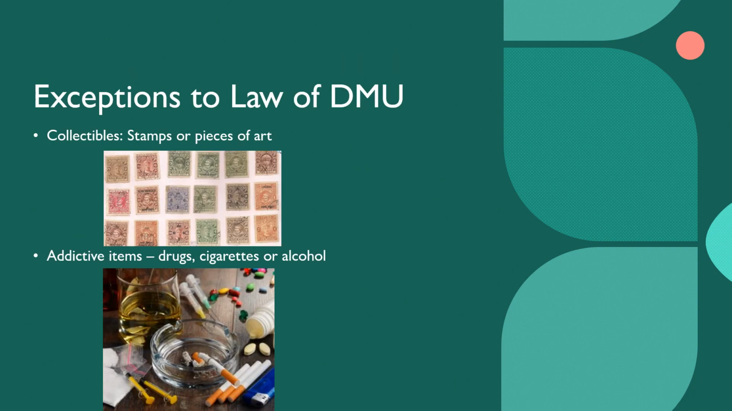However, there are certain exceptions to the law of diminishing marginal utility. For example, collectibles. The value of certain collectibles like rare stamps or art may increase as more and more units are acquired, due to their scarcity and desirability. Another example would be addictive goods like cigarettes, drugs and alcohol. The marginal utility may actually increase with consumption, leading to a cycle of dependency.